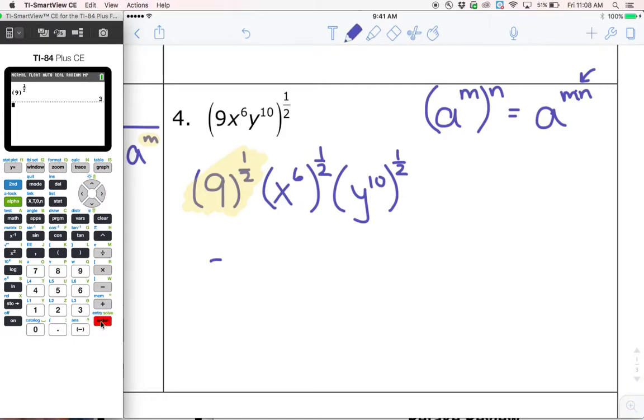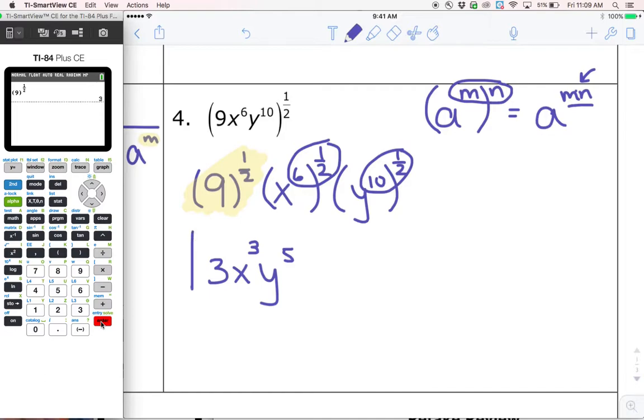So we get 3. Now, just like here, when we have exponents touching each other like this on either side of parentheses, we multiply them. So 6 times 1/2 gives me my new exponent for x, which is going to be 3. And then on my y, 10 times 1/2 is going to give me 5. And this is my final answer. Okay? All right, problem number 5.